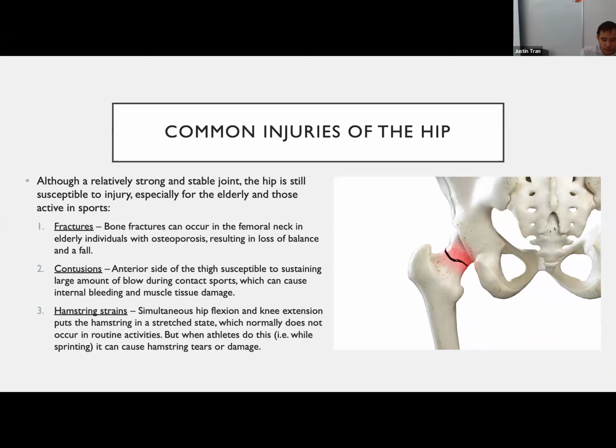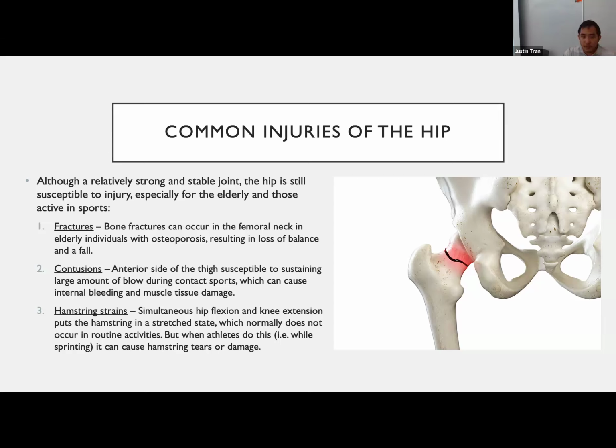Okay, so just for the last 10 minutes today, let's talk about some common injuries that can occur in the lower extremity. Just like we did before, we're going to go from the hip to the knee down to the ankle. So let's start with the hip. Even though the hip, we've talked about, is a relatively strong and stable joint, it's still vulnerable to injury, just like any other joint. And this is especially true for the elderly and for those that are active in sports. So the first type of injury that can occur are fractures.